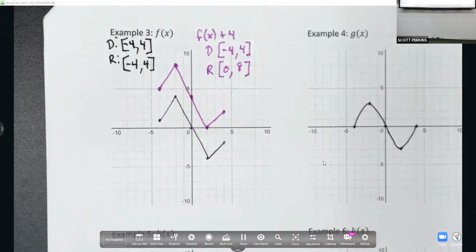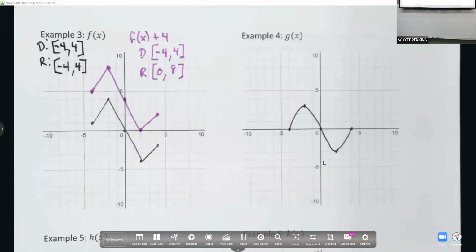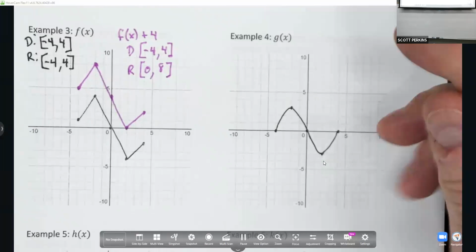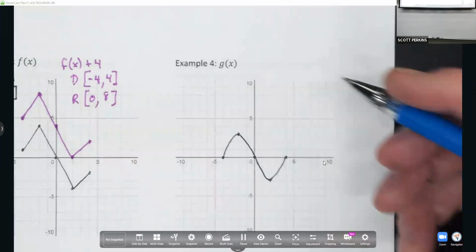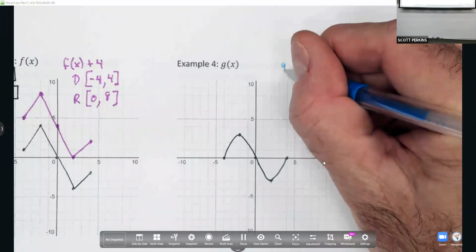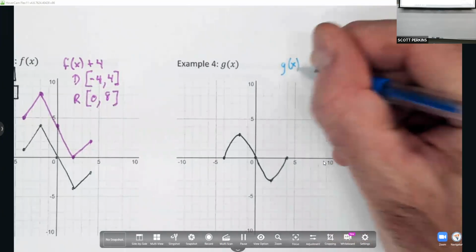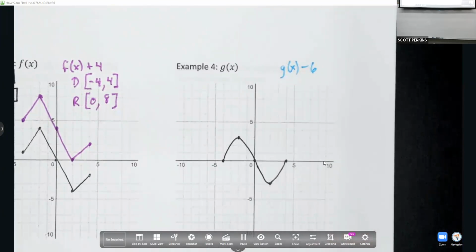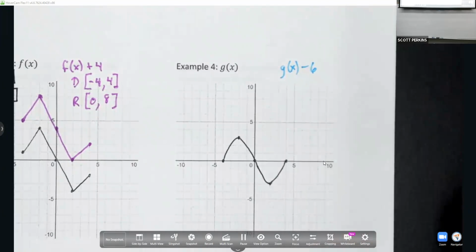All right, still doing okay? All right, then here's what I would like you to do. For example 4, which is g of x, I would like you to do for me the same 2 things. First, I want you to tell me, or to graph what g of x -6 is. And then I want you to do the domain and the range of the original graph and the domain and the range of the new graph, please.